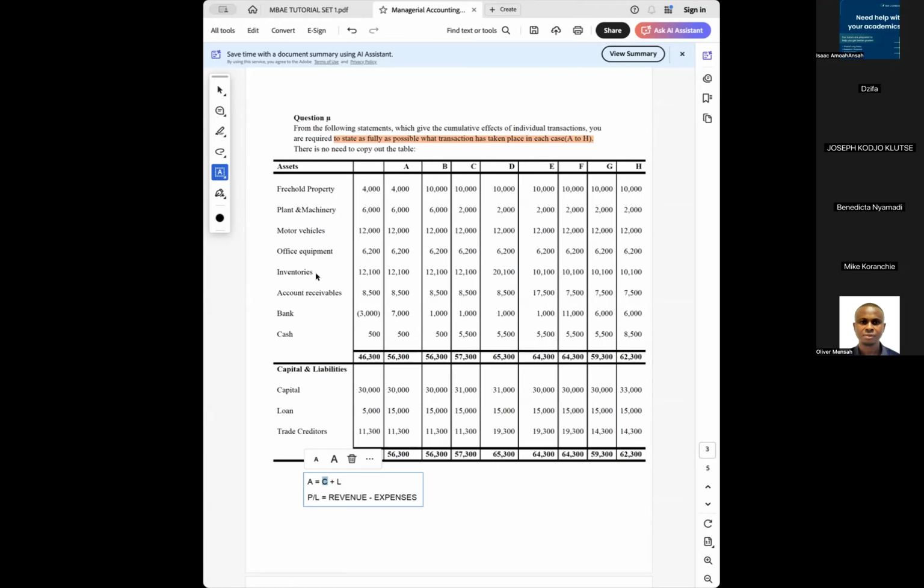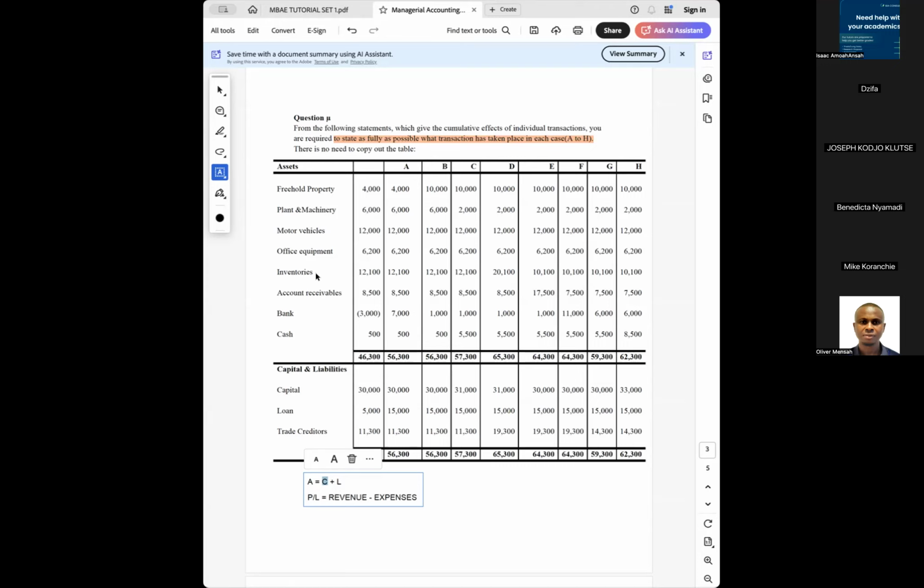Then if you purchase inventory on credit, your inventory will increase. Meanwhile, your trade creditors will increase because you did not pay for it. You owe, right?